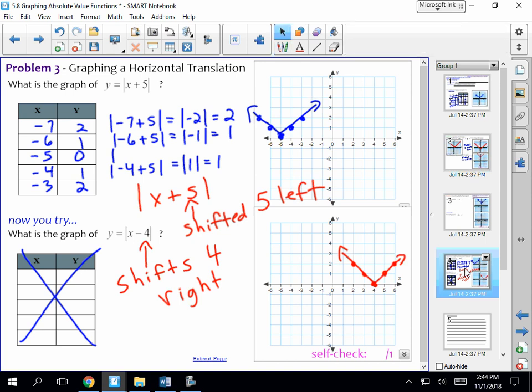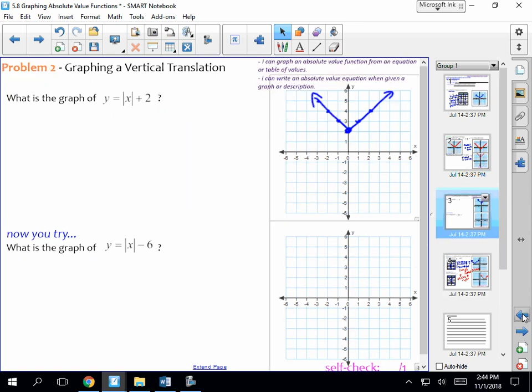If you understand your translation rules, let's just review here. If the number paired with the x is inside the absolute value, it moves it left or right. And if it's outside of it, like it was here, it moves it up or down.